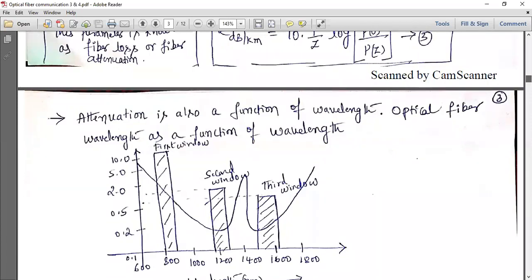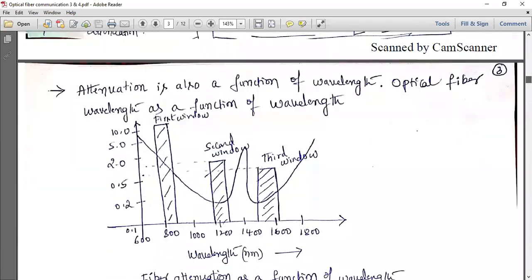In the next page, here is a window. This is a graph showing attenuation versus wavelength. On the x-axis is the wavelength in nanometers, and on the y-axis is the attenuation in dB. These are the windows. As we have explained, the range of optical signal is from 0.8 micrometer, that is 800 nanometer, to 1.7 micrometer.